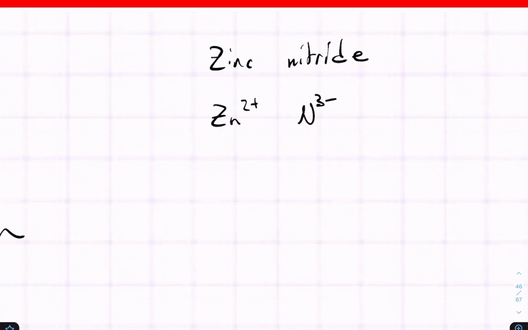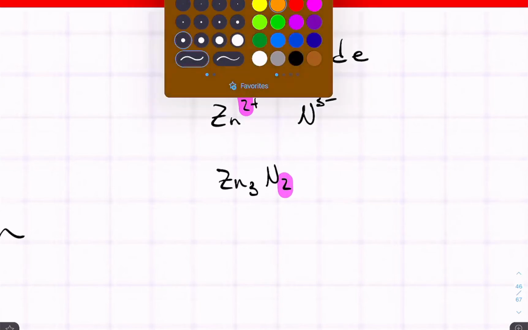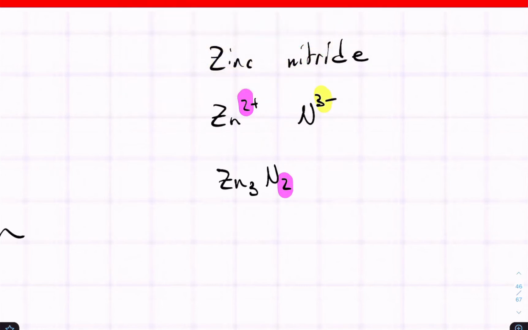And then we figure out how many of them are going to be in this formula unit, or the compound formula, because their charges have to equal 0. Right, so that's where we do the crisscross. This becomes Zn3N2. So we took this one, the magnitude of that is over here.